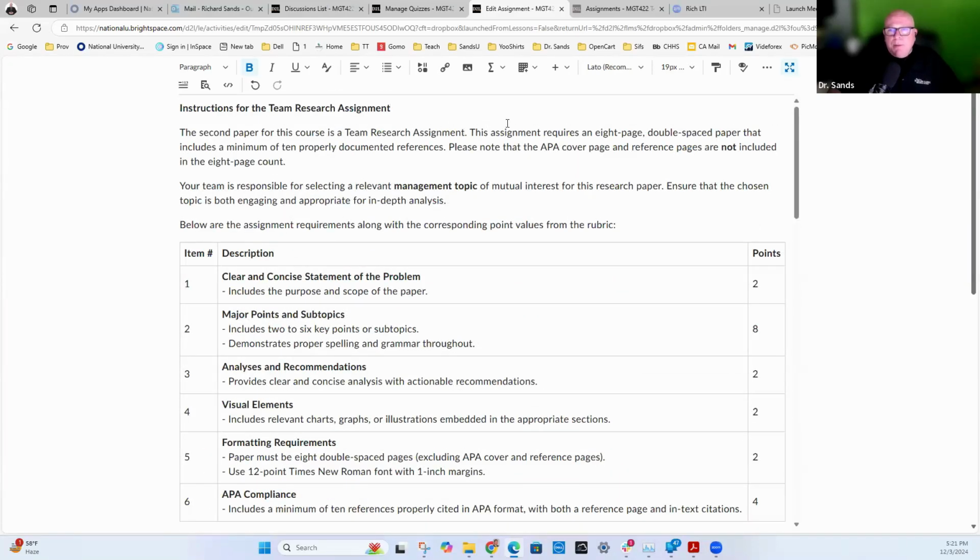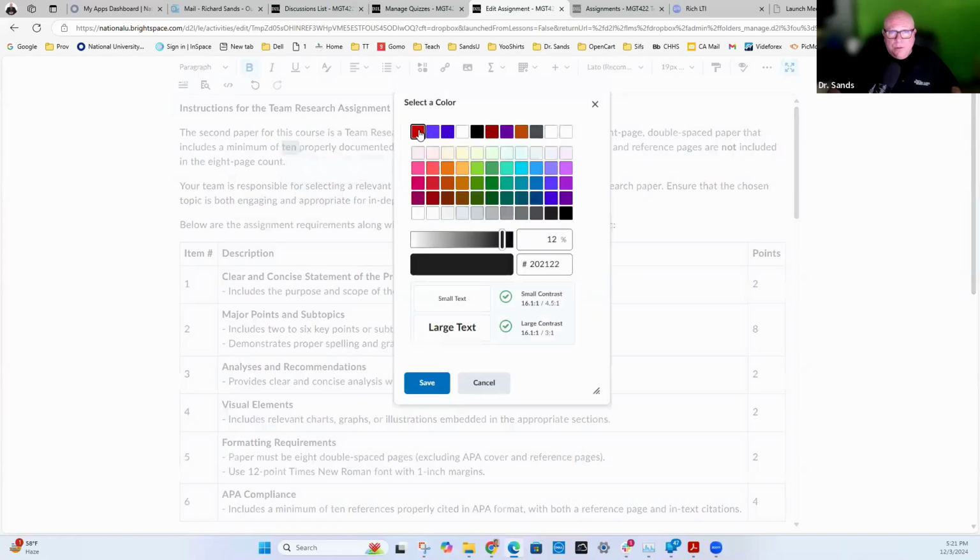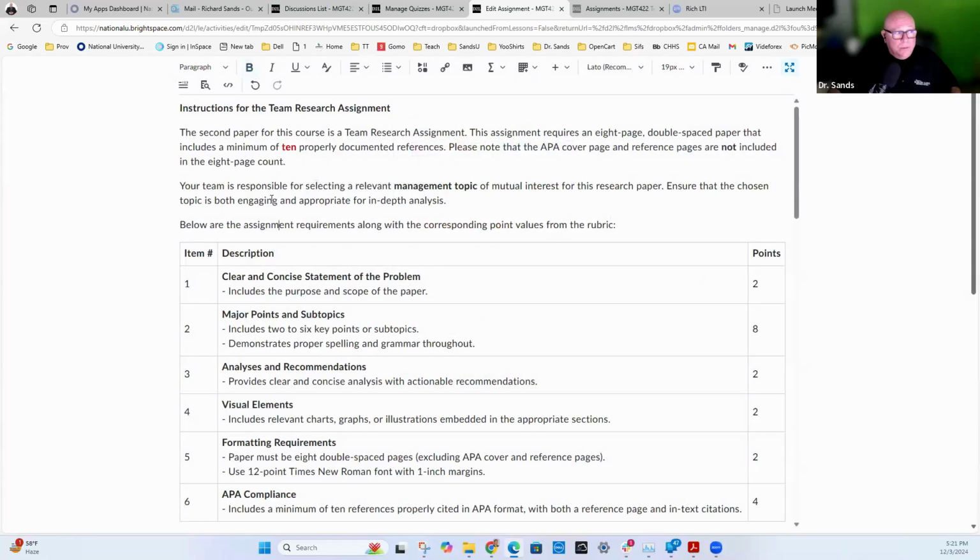Okay, this assignment requires an 8-page double-spaced paper that includes a minimum of, and now this seems like a lot, but this is what the school is requiring, a minimum of 10 properly documented references.